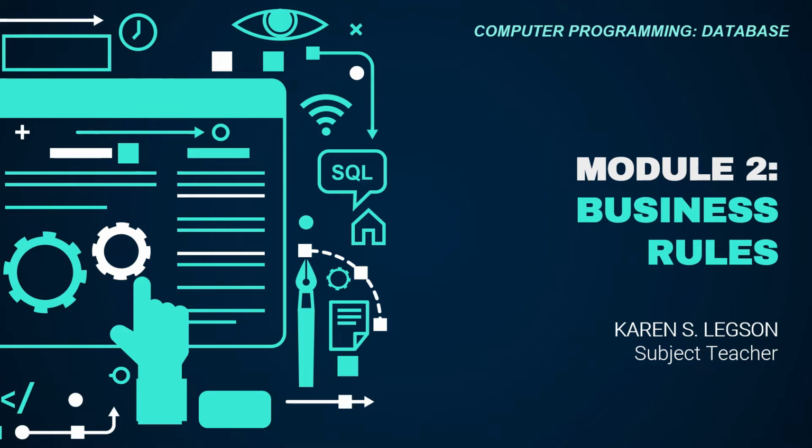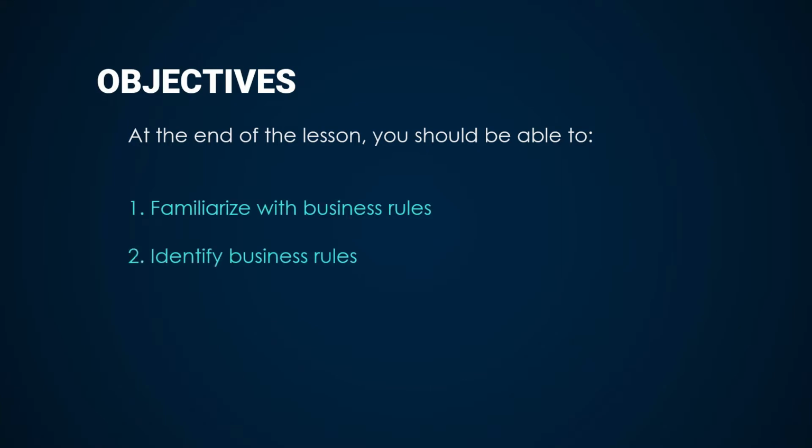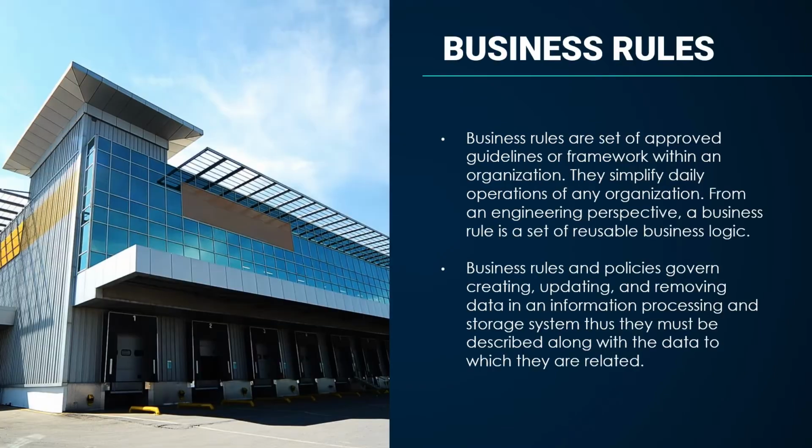In this module, you will learn about what business rules are and how they influence database design. At the end of the lesson, you should be able to familiarize, identify, and create good business rules. What are business rules? Business rules are a set of approved guidelines or framework within an organization. These are also policies that govern in creating, updating, and removing data in an information processing and storage system.